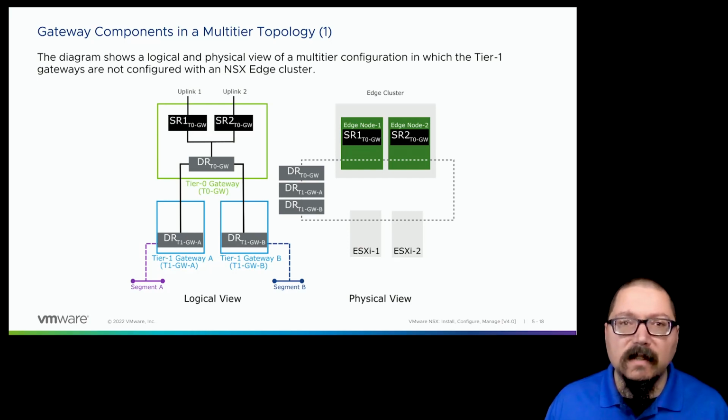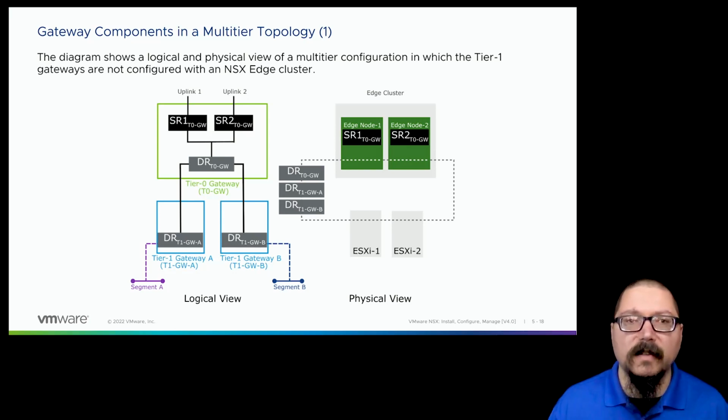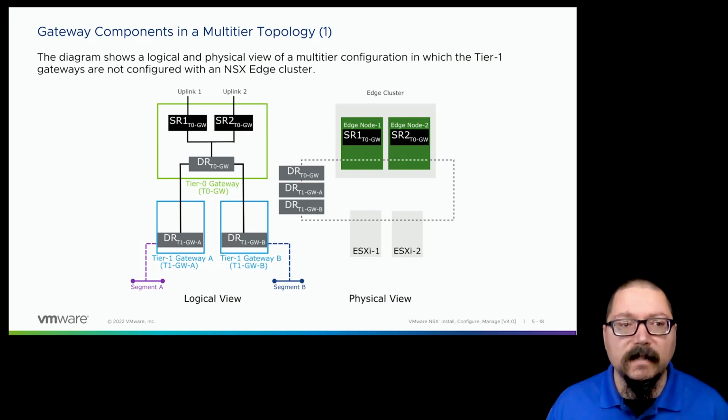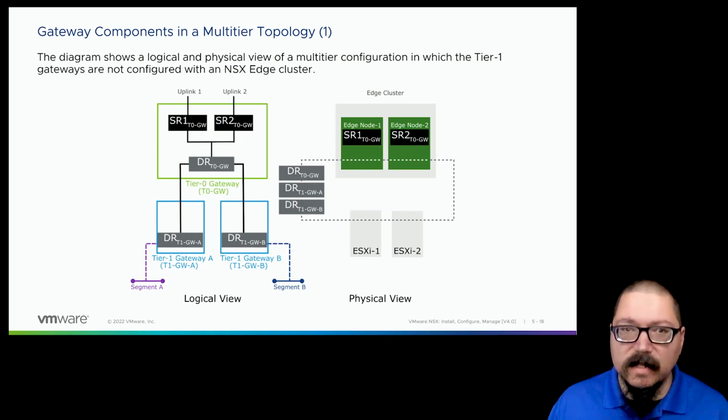And if we look at the physical diagram, we can see the same things we just saw for our single tier 0 gateway. We have service router 1 on edge node 1 with uplink 1. We have service router 2 on edge node 2 associated with uplink 2. Those centralized resources are exactly where they were in the last diagram. The distributed router for the tier 0 gateway is also distributed across all of my transport nodes. But here we've added in 2 different tier 1 gateways. These tier 1 gateways are not associated with edge clusters, and therefore they only have distributed router components. In that scenario, well, what do we have?